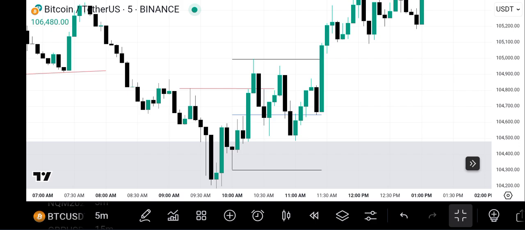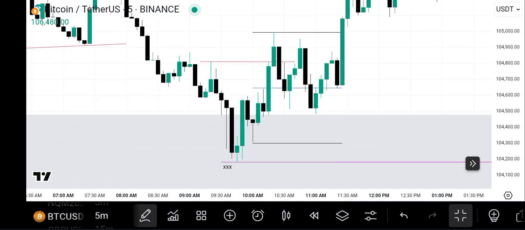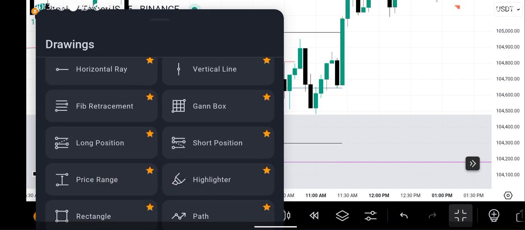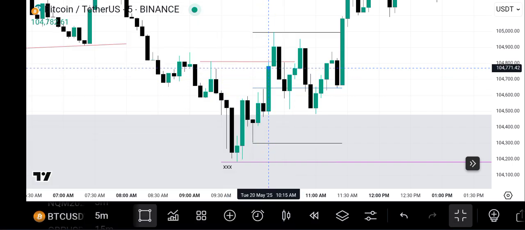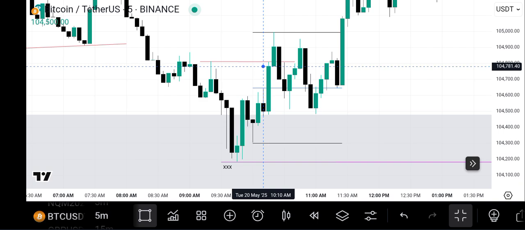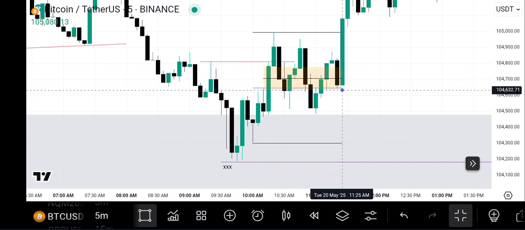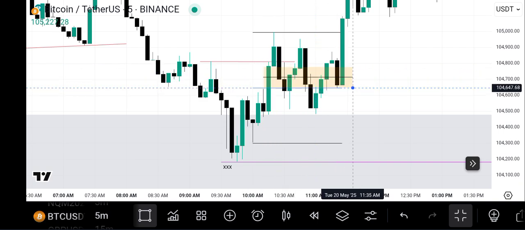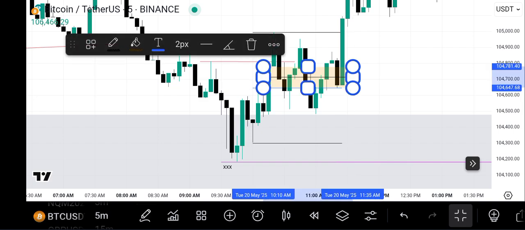Now once I saw this, I saw something here, guys. What did I see? I see this fair value gap here. I saw this fair value gap. Are you seeing it, guys? Although I didn't take any trade, just watching the chart to see what it does consequently.